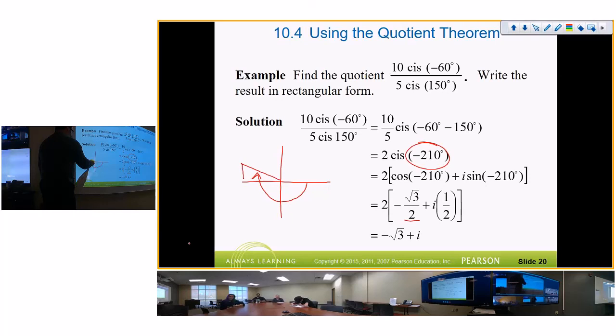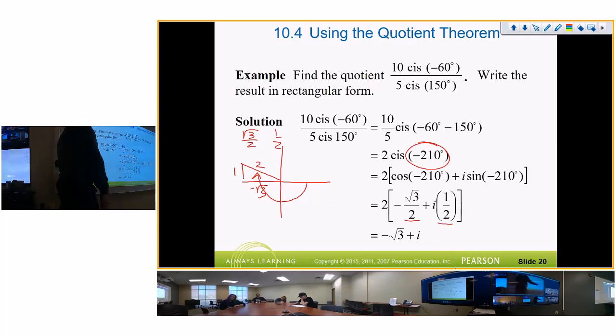There we go. Negative 210, which would be what? Negative square root of 2, what? 1, or square root of 3, 1 and 2. How about that? That might make it a little bit better. All right. Cosine would be square root of 3 over 2, negative square root of 3 over 2, and sine would be 1/2. So that's where they get that right there, and then you simplify it.